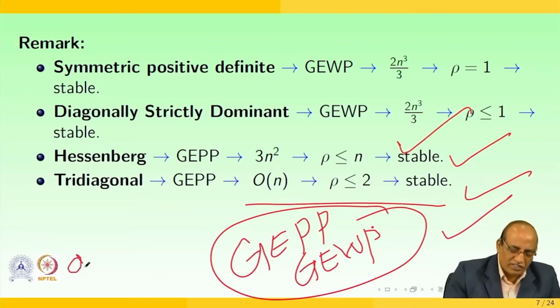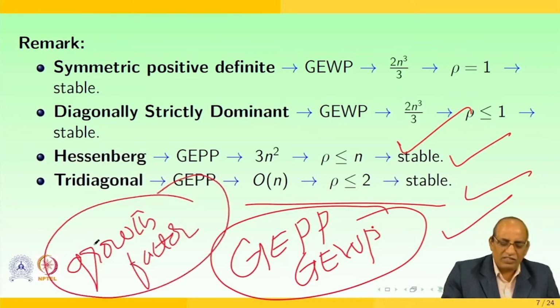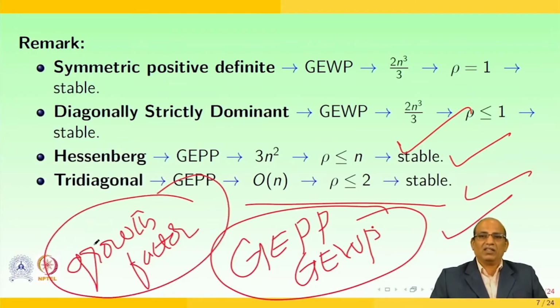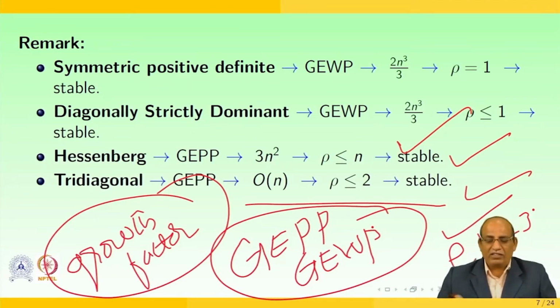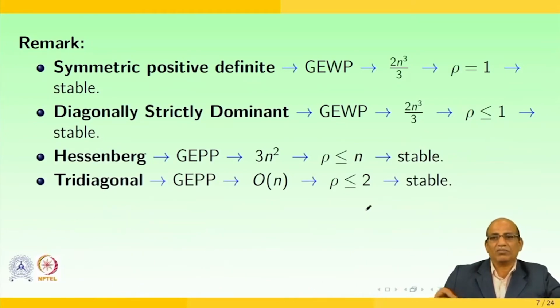So this is the growth factor. We wanted to see how the growth factor would actually influence the system. We are writing this as stability. That means rho is less than or equal to n. Since we are talking about the 3 by 3 matrix, rho is less than or equal to 3. So then you can call the Hessenberg matrix a stable algorithm. In the case of the tridiagonal matrix, you see here, this becomes a stable algorithm even when rho is less than or equal to 2.